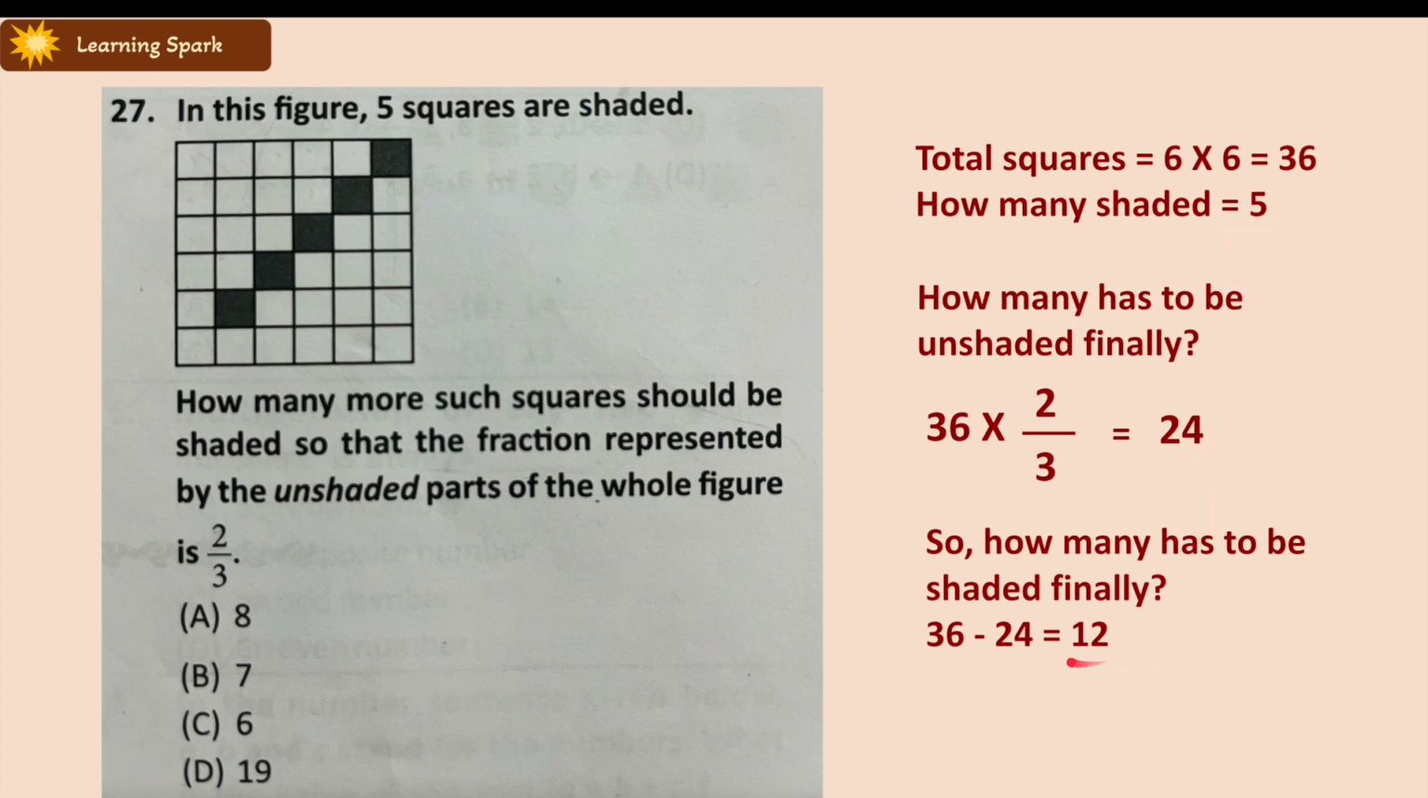And how many have to be shaded in the final figure? 12 have to be shaded. So how many more have to be shaded? 12 minus 5, which is 7. We have 7 in the answer, which is answer B. This is our answer.